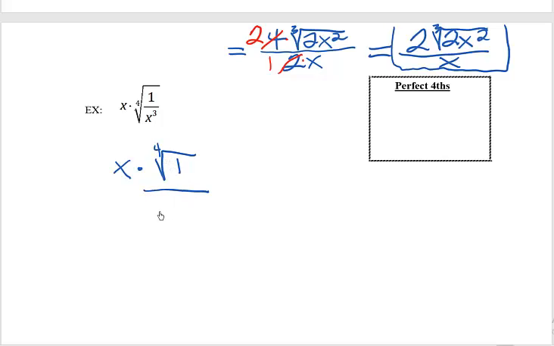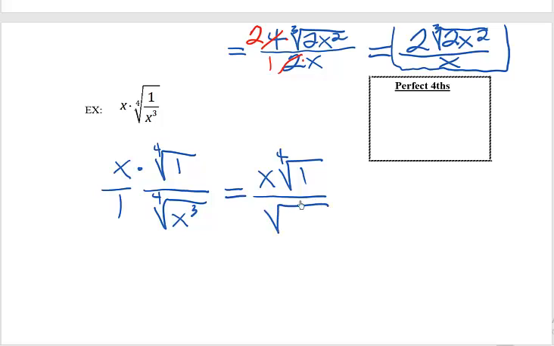So that's the same thing as 4th root of 1 over 4th root of x cubed. And then how do you multiply a whole number times a fraction? Usually you put a 1 under the whole number and then you just multiply across. So I think I'll do that. That gives me x 4th root of 1 over 4th root of x cubed.